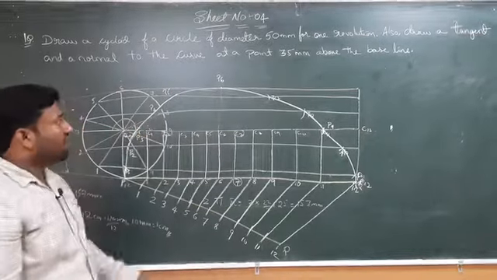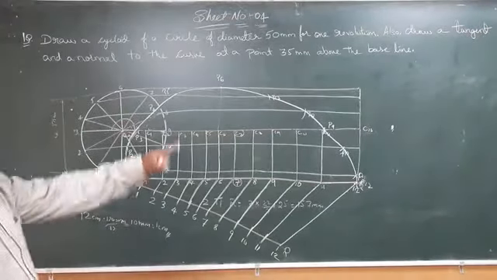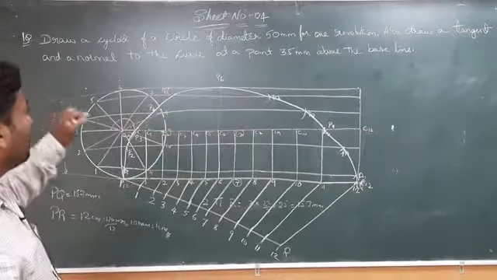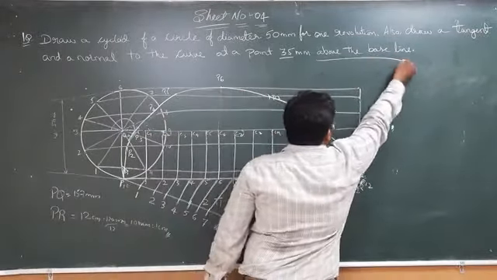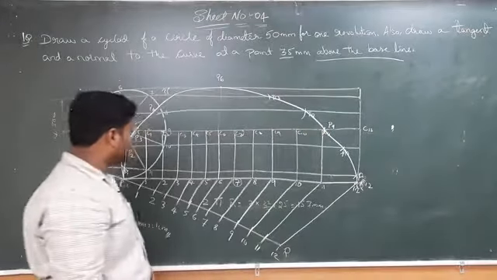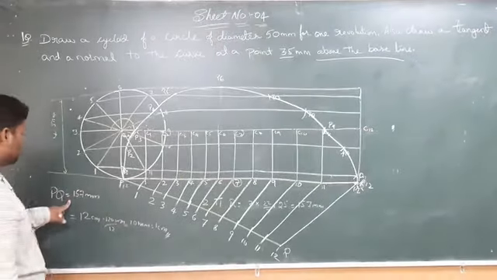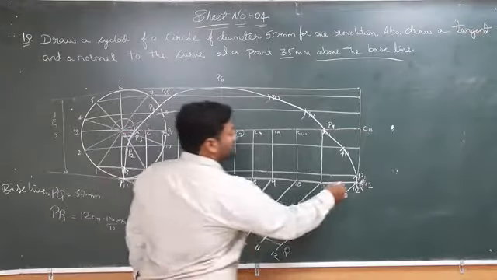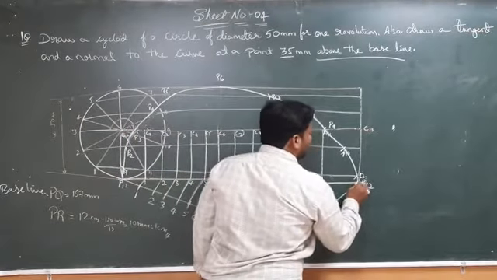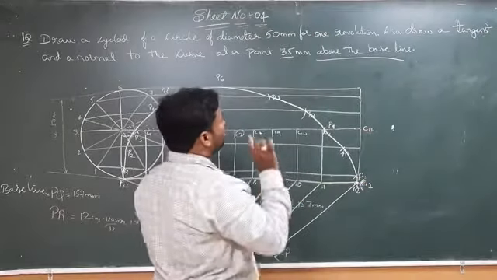Now, half of the question is over up to here. Now, we have to draw a tangent and a normal at a point 35 mm above the baseline. Here, PQ is nothing but our baseline. From this point, we have to mark a point on this curve at a distance of 35 mm.